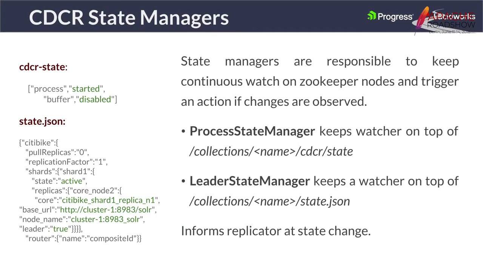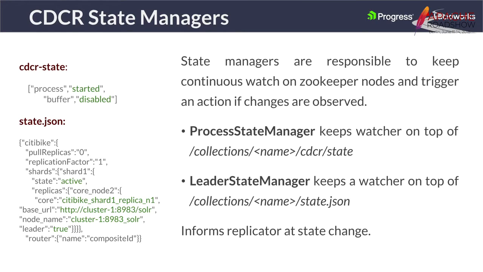Next, we have some supporting components too, which make sure that all the components are in sync with each other. So we have state managers, which keep a tab on certain ZooKeeper nodes, and whenever some change happens, they will trigger some action. The process state manager keeps a tab on the CDCR state. On the top left corner, you can see process started, buffer disabled. If an API is issued to stop the process or enable the buffer, it will inform all the respective components that some kind of change has happened.